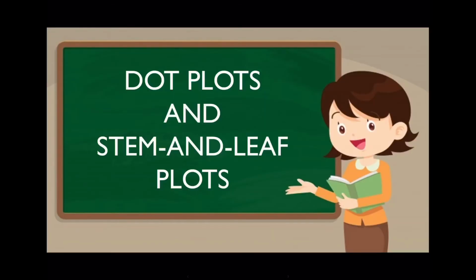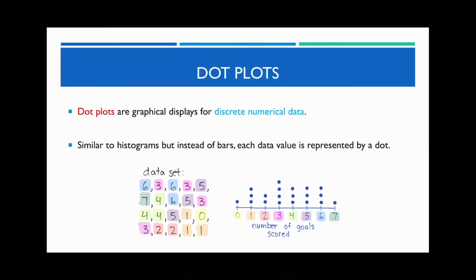We're now going to be looking at the other uncommon forms of visual displays for numerical data, which is dot plots and stem and leaf plots. So a dot plot is pretty much very similar to a histogram.